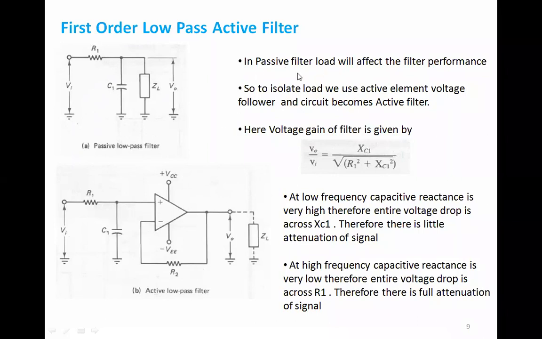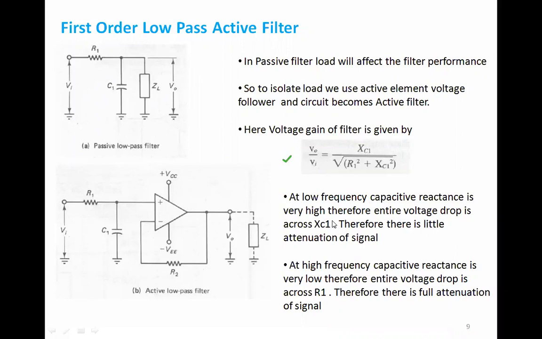In a passive filter, load will affect the filter performance. Whatever load is there, that is what the performance mainly depends on. So to isolate the load, we use an active element. What is that active element? It is nothing but an op-amp or a transistor. Now the voltage gain, as we all know, is output by input. So this is XC1 divided by the square root of R1 squared plus XC1 squared. So make a note of this formula; you will be needing it for solving problems.